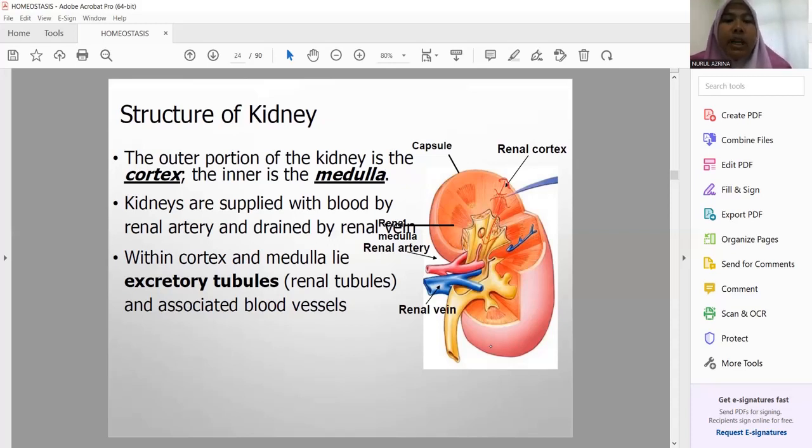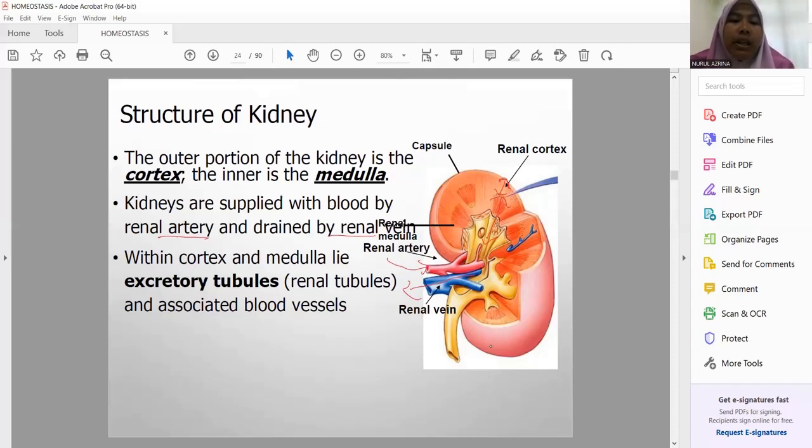All right. So the kidneys are supplied with blood by the renal artery and drained by the renal vein. So the blood coming from here into the renal artery will be filtered by the glomerulus of the nephron in the kidney, and then drained out by the renal vein.